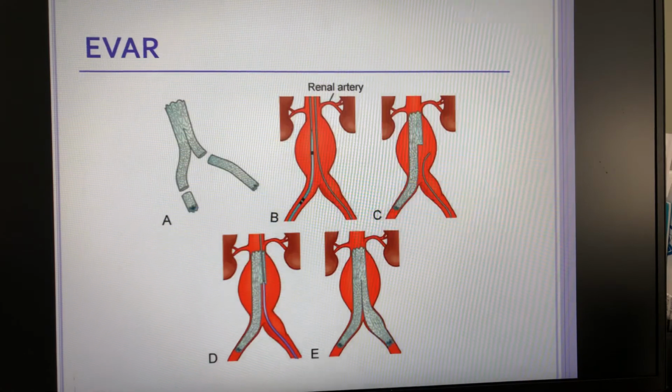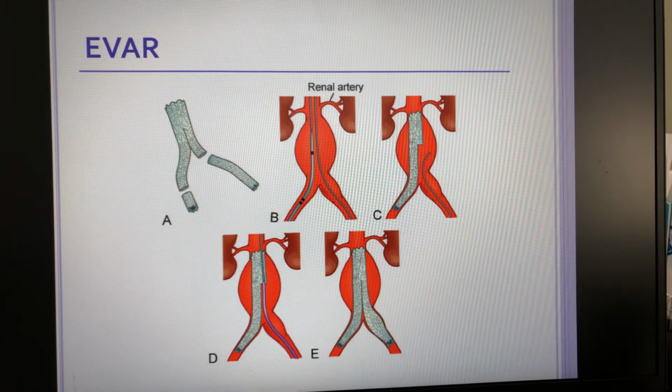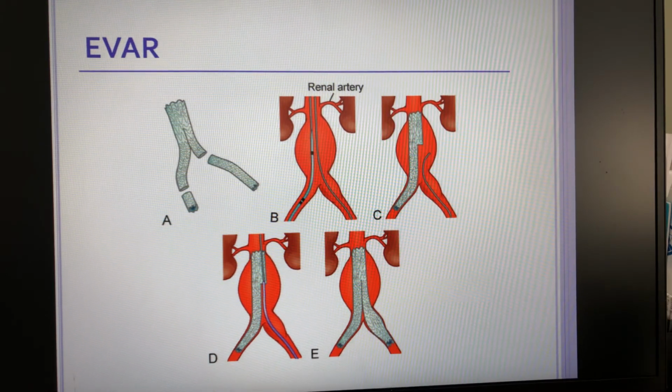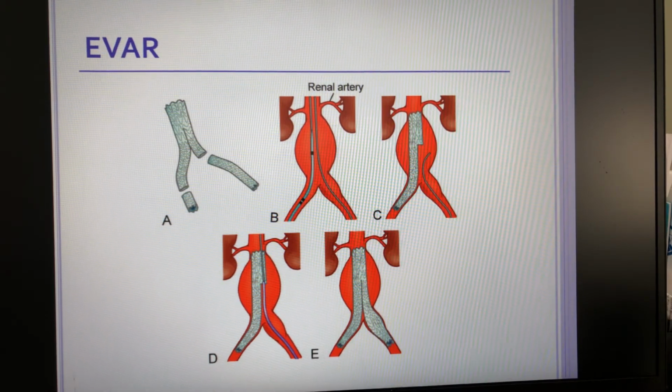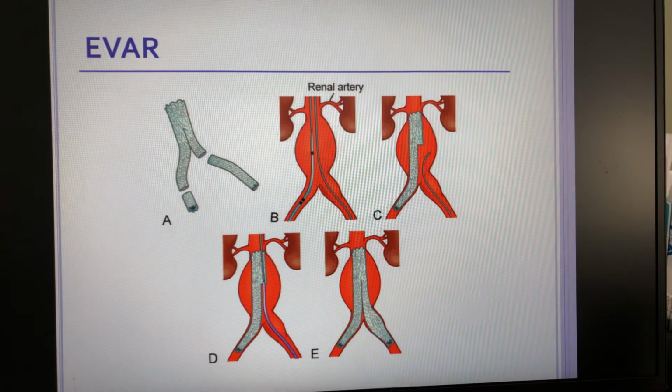So the EVAR procedure, this is what it looks like. So it's bifurcated endovascular stent grafting of the aneurysm, and bifurcated just meaning it's two branched. In the A picture, the insertion of a woven polyester tube, which is the graft, is covered by a tubular metal web, which is the stent.